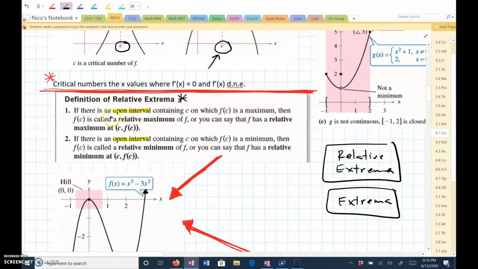So the formal definition here: if there is an open interval containing c on which f of c is a maximum, then f of c is called a relative maximum of f. Or you can say that f has a relative maximum at (c, f of c). Two, if there is an open interval containing c on which f of c is a minimum, then f of c is called a relative minimum. Or you can say that f has a relative minimum at (c, f of c).